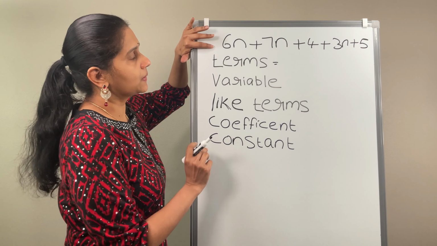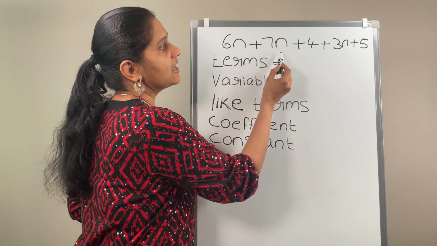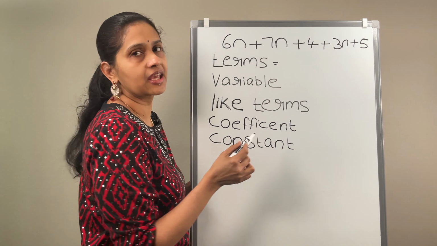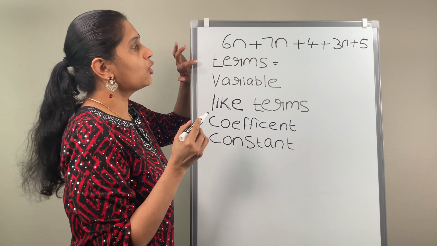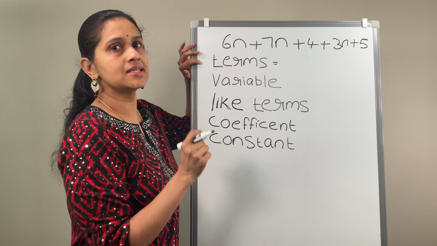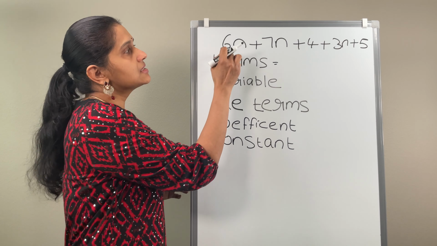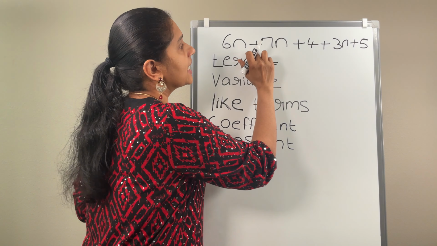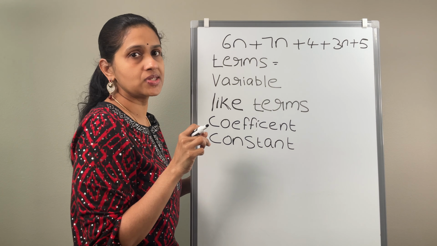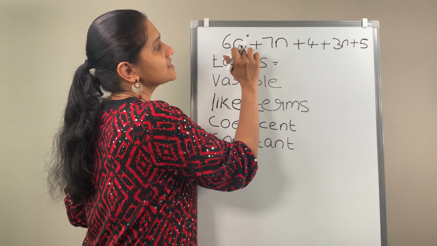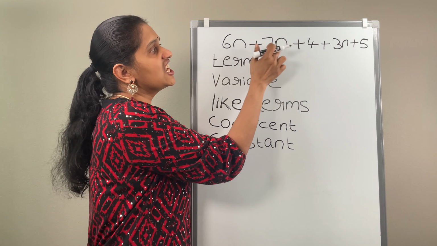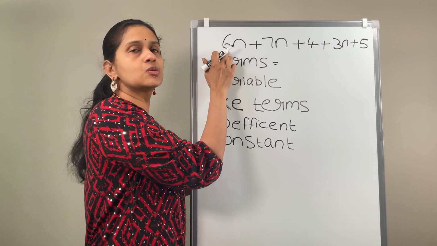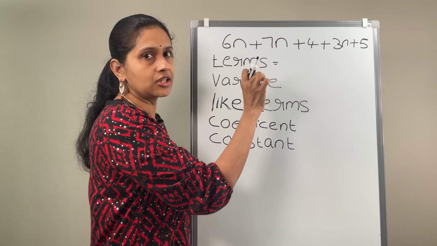Consider the expression 6n plus 7n plus 4 plus 3n plus 5. Now let us see what the terms in this expression are. Terms means the parts of an algebraic expression which are separated by either an addition sign or a subtraction sign. Which means if you consider 6n plus 7n, 6n and 7n are separated by an addition sign. Which means 6n is one term, 7n is another term.